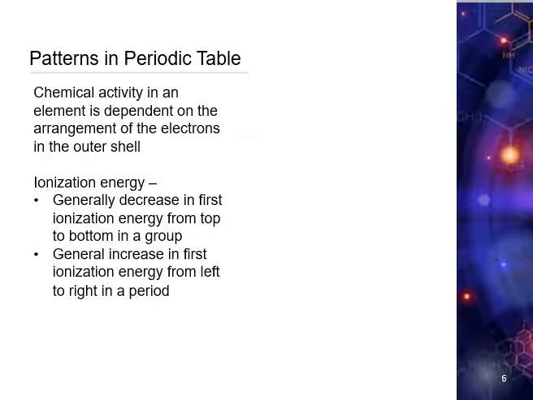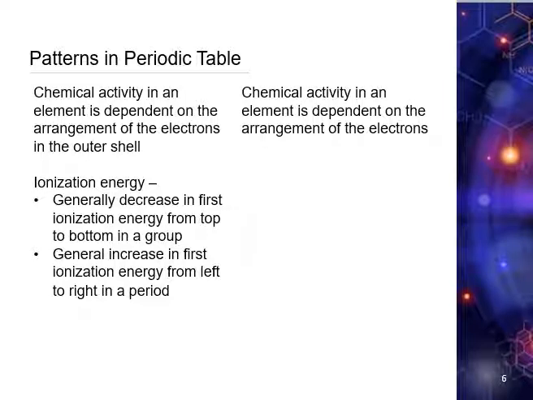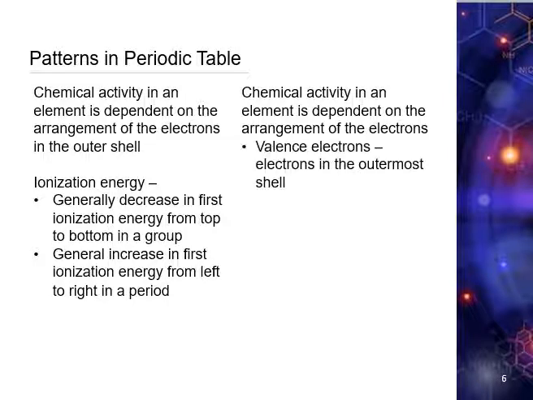There's a slight increase going from left to right in a period in the amount of energy it takes to remove the first electron, the first ionization energy, from an atom. This is because there are additional protons in the nucleus which hold the electrons slightly more tightly. Chemical activity in an element is dependent on how those electrons are arranged around the nucleus. The valence electrons are the electrons in the outermost shell.